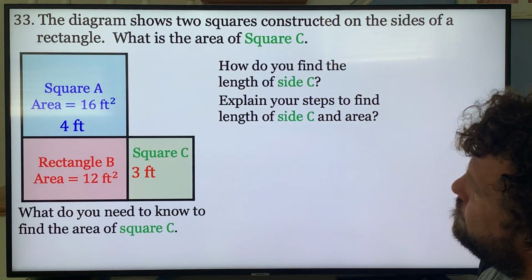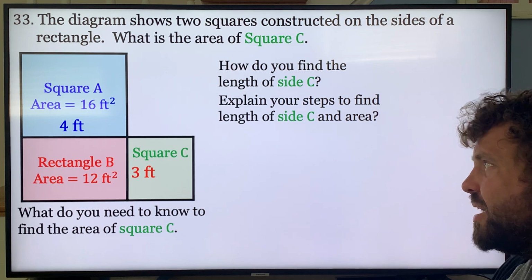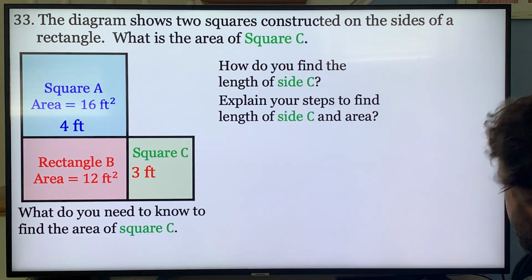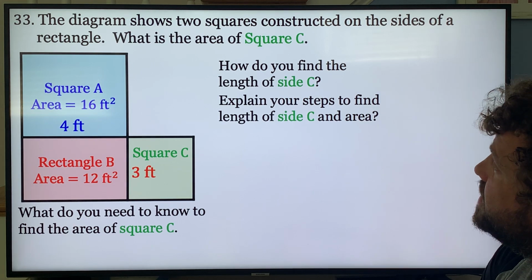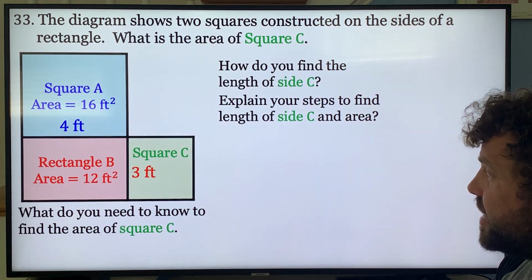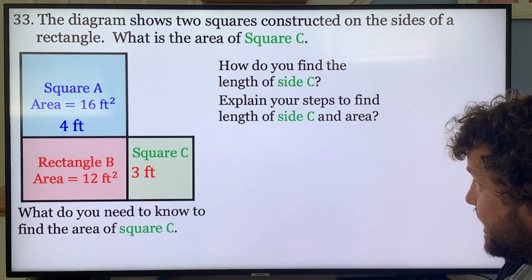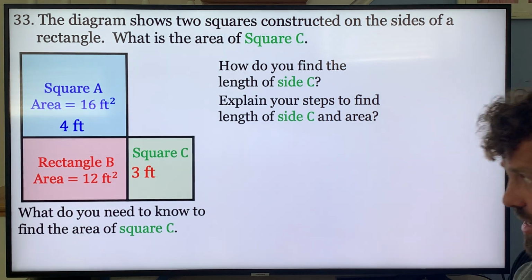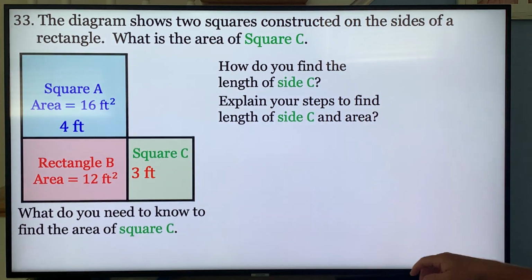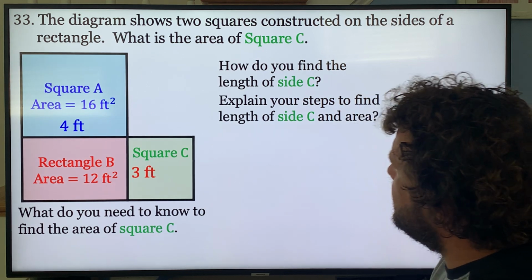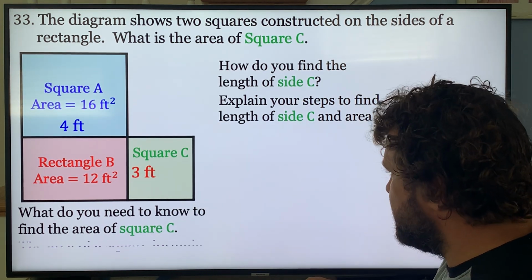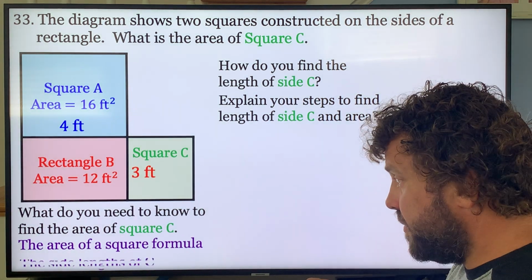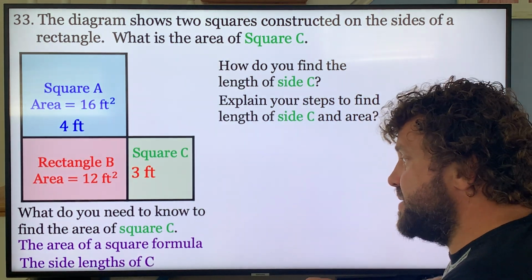All right, 33. This one was just annoying to make. I remember doing this one. All right, so the diagram shows 2 squares constructed on the sides of a rectangle. What is the area of square C? This is like a puzzle problem. What do you need to know to find the area of square C? You need to know the area of a square formula, and you need to know the side lengths of C.